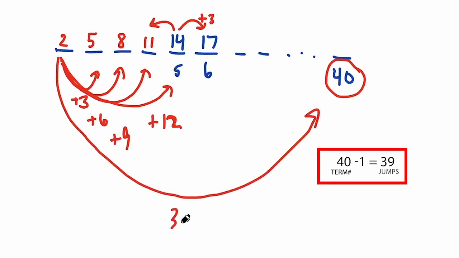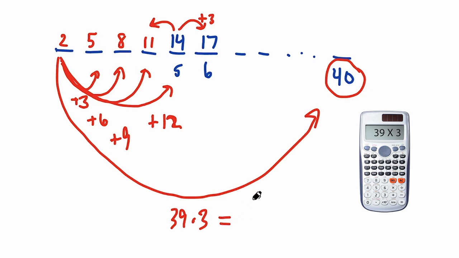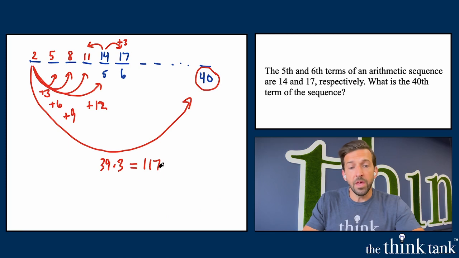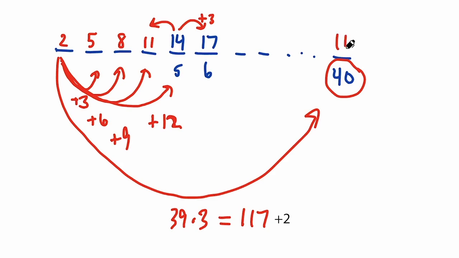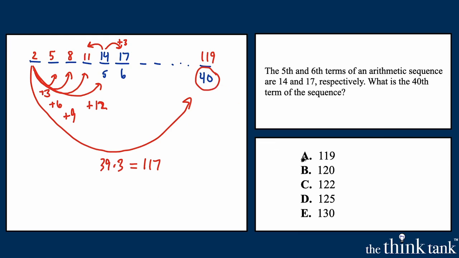So if I do 39 times 3, that'll be the amount that I have to jump by to get to the 40th term. 39 times 3, you can use your calculator if you need to. This is 117. So if I take 117 and add that on to 2, 2 plus 117 gives me 119, and my 40th term is therefore 119, and I didn't need a formula to get there. So that means our answer is A, and if you got it, good thinking.